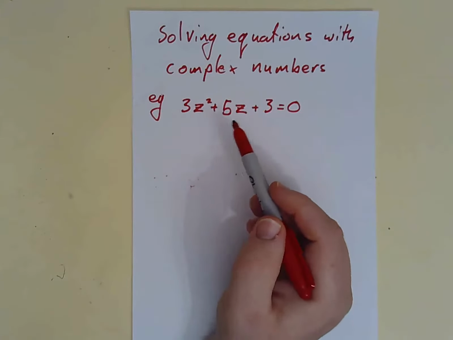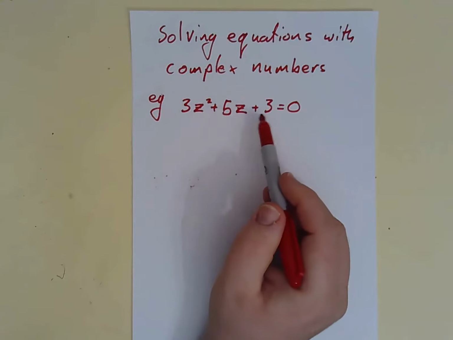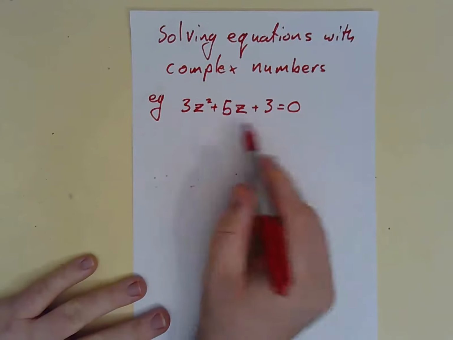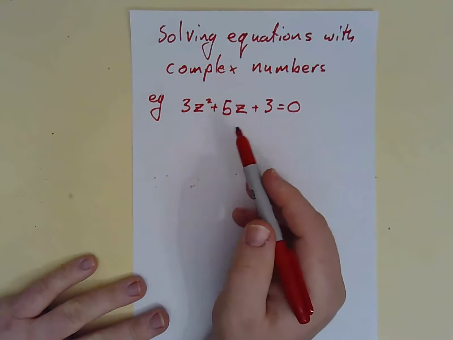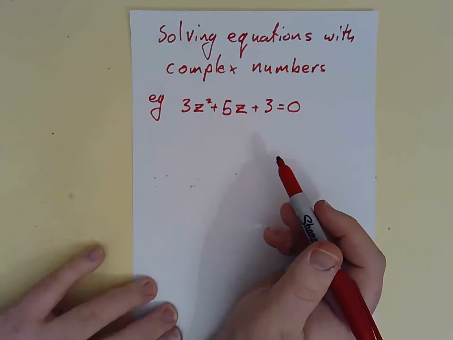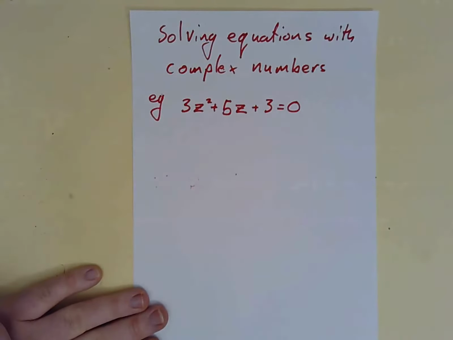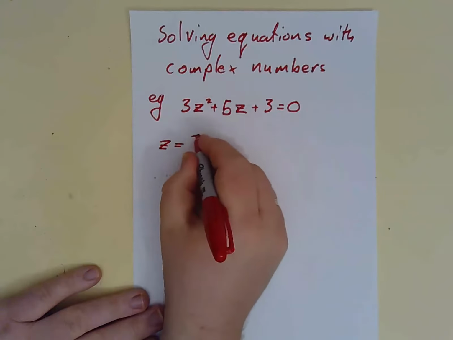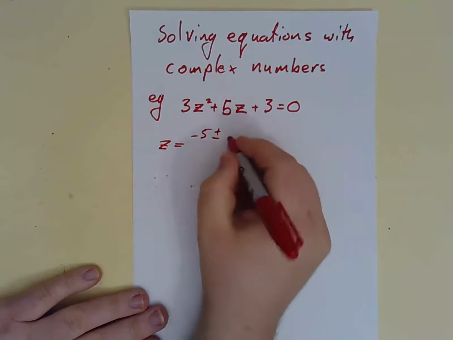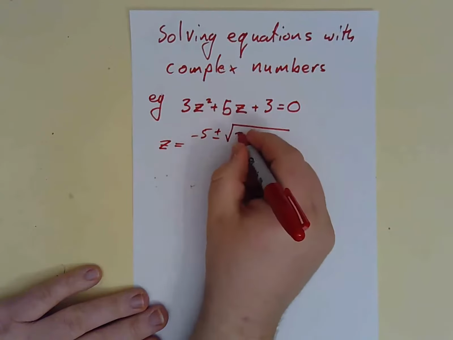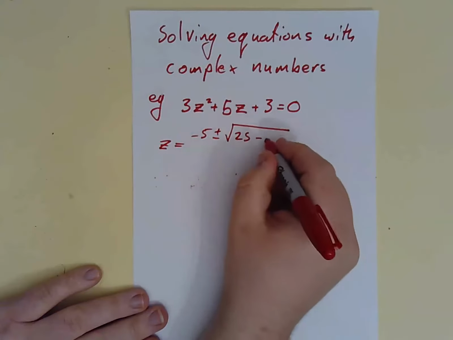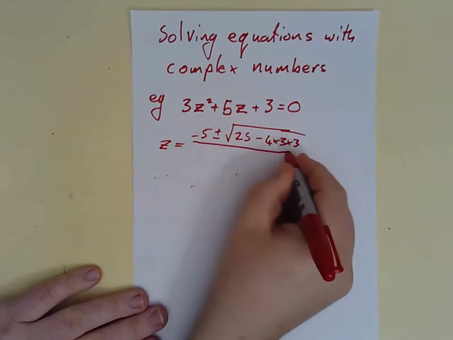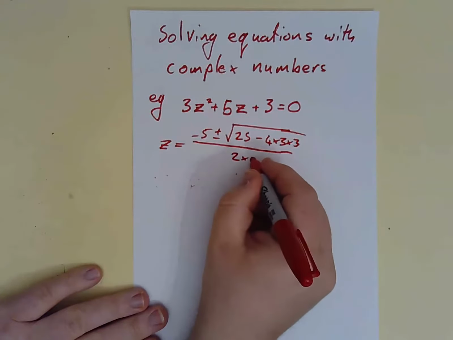And if I did my discriminant here, I would find that it was negative, and thus we would traditionally say there's no solutions. But in a complex world, we can say there are solutions, and again, it's still two solutions. So we're just going to apply our normal quadratic formula. So minus b, so minus 5, plus or minus the square root of b squared minus 4 times a times c, all over 2 times a.